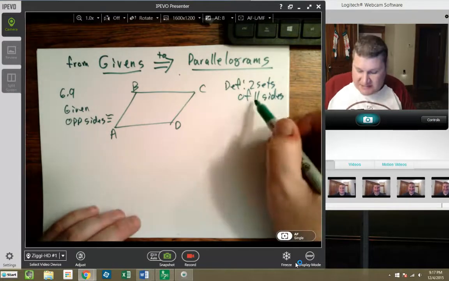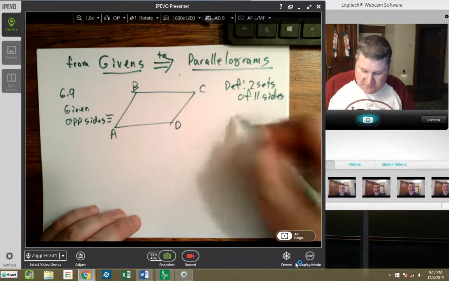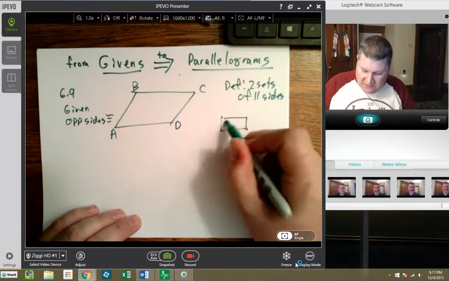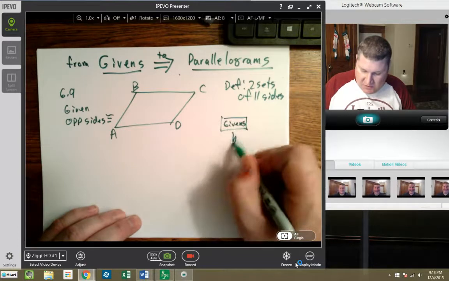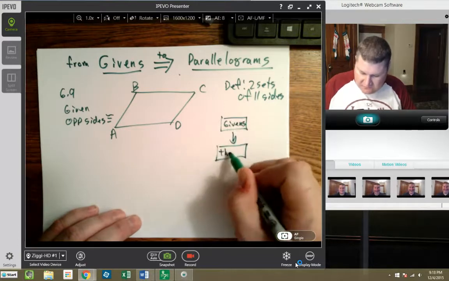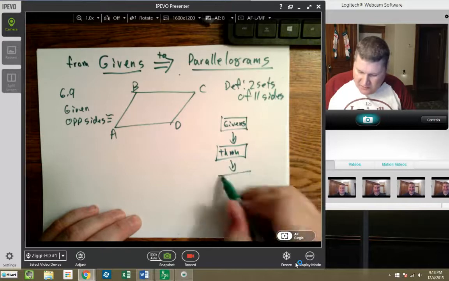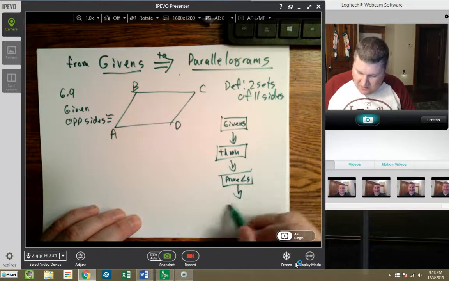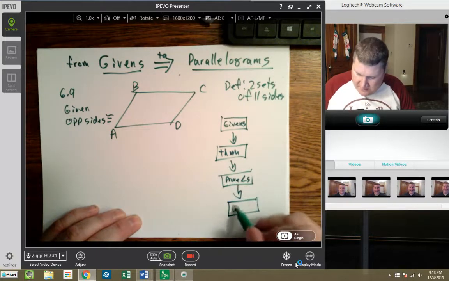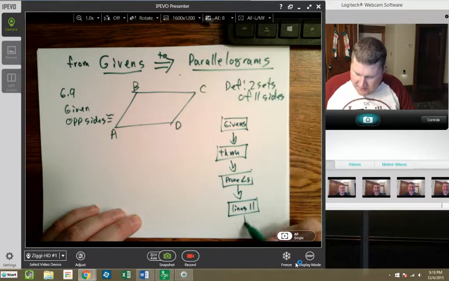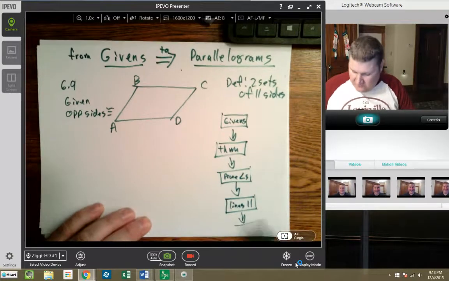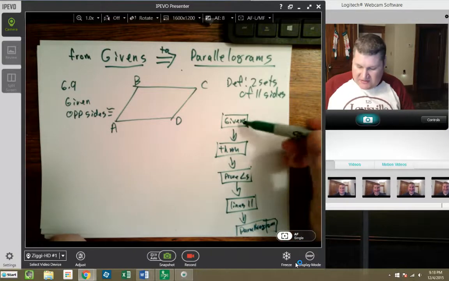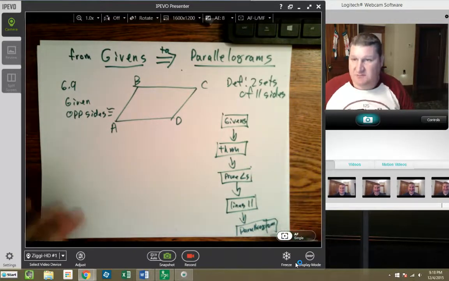The only way to get sides parallel is to get angles. So we're basically going to go from givens. We're going to use our theorems. We're going to prove angles. Then we're going to prove lines parallel, and that proves parallelogram. Okay, so givens to the theorems to prove angles, to prove lines parallel, to prove parallelograms.